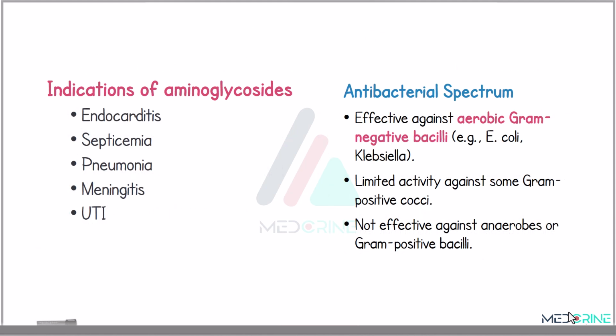Some of the indications of aminoglycosides are endocarditis, septicemia, treatment of pneumonias, meningitis, and urinary tract infections. Aminoglycosides are effective against aerobic gram-negative bacilli, for example, Escherichia coli and Klebsiella, and they have limited activity against gram-negative cocci. However, aminoglycosides are not effective against anaerobes or gram-positive bacilli.